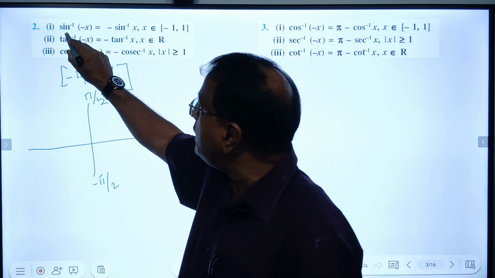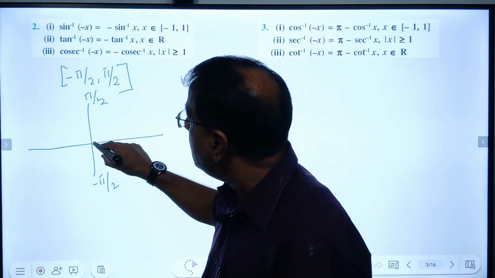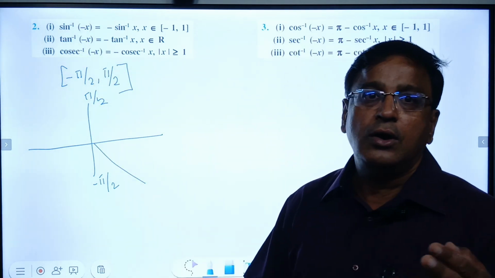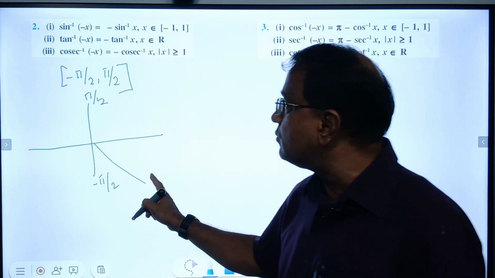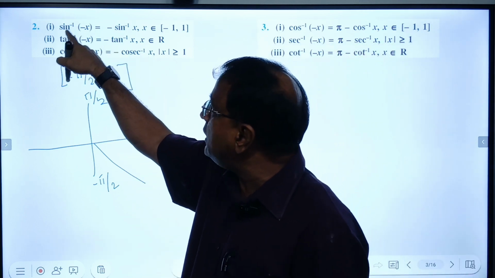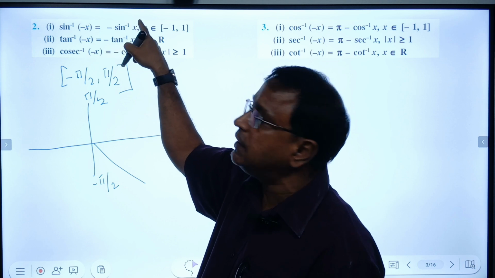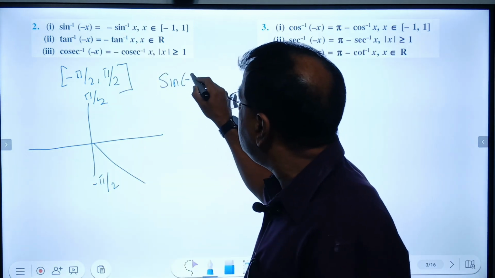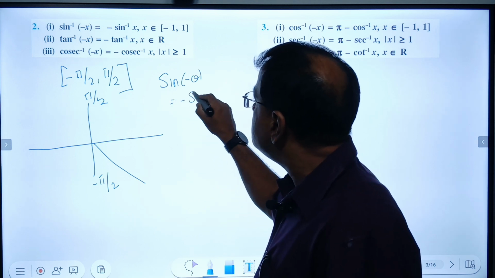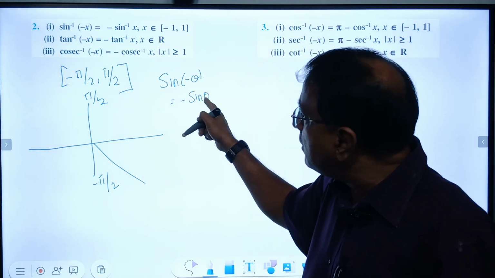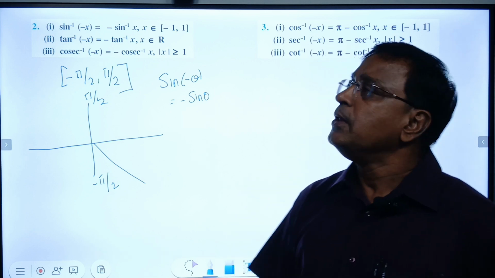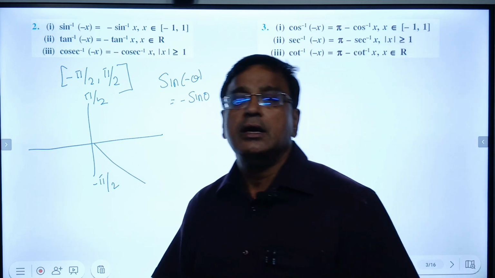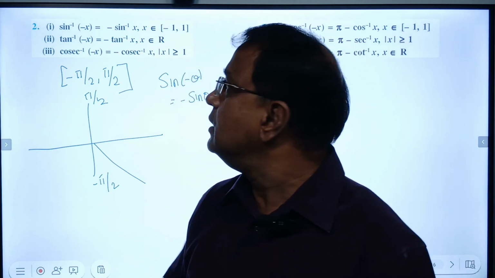So even if it is sine inverse of minus x, it's like saying it's in the fourth quadrant. In the fourth quadrant, sine is negative. So sine inverse of minus theta is minus sine inverse of theta. Just like what you did in trigonometry. Sine of minus theta is minus sine theta. Something similar to that happens there. So sine inverse of minus x is minus sine inverse of x.